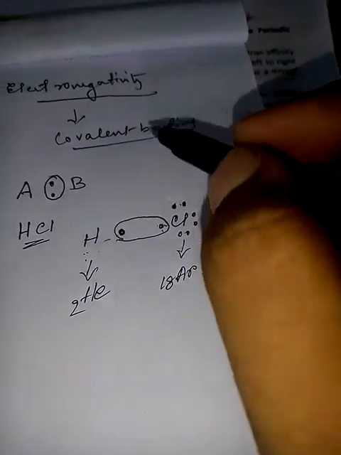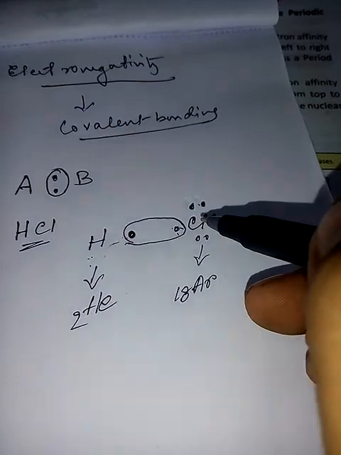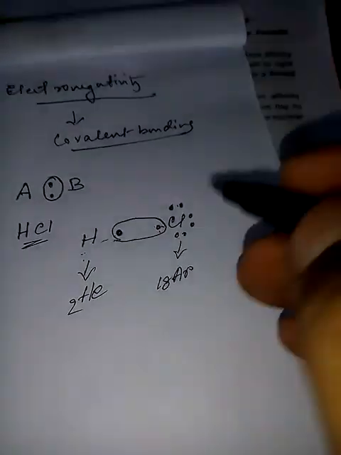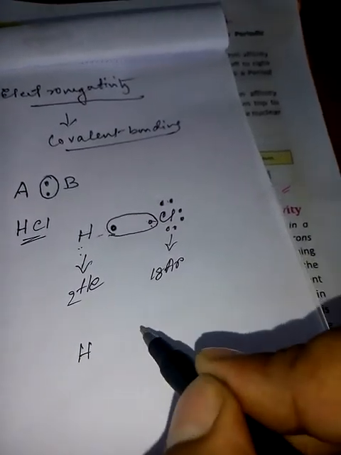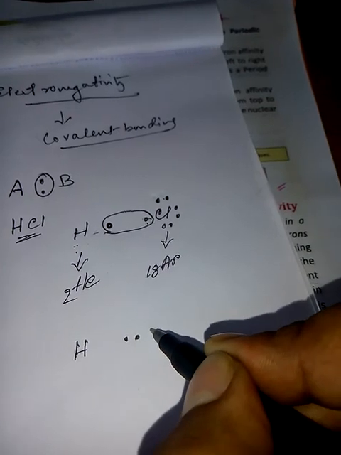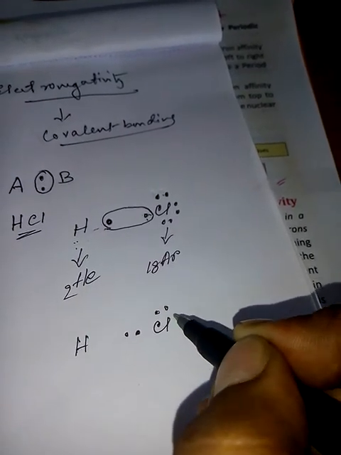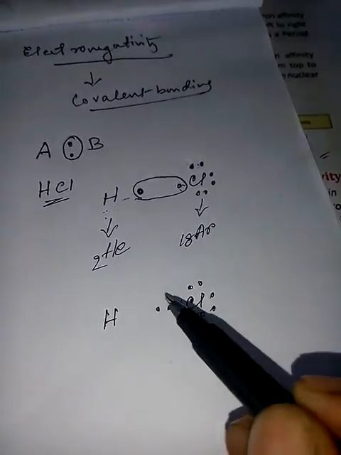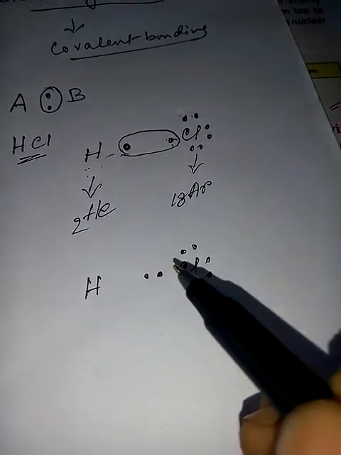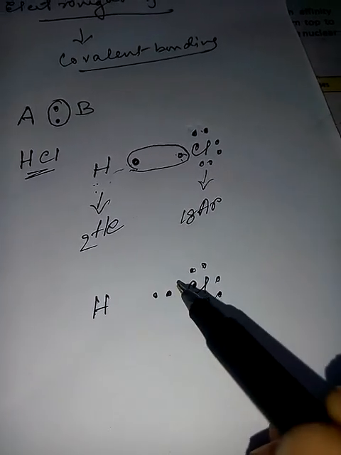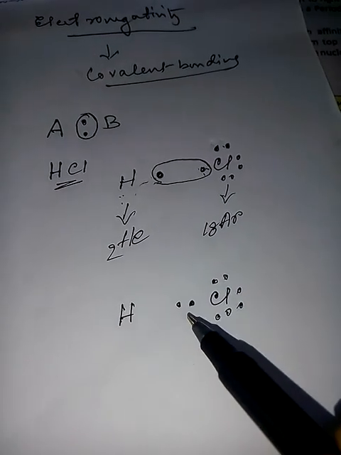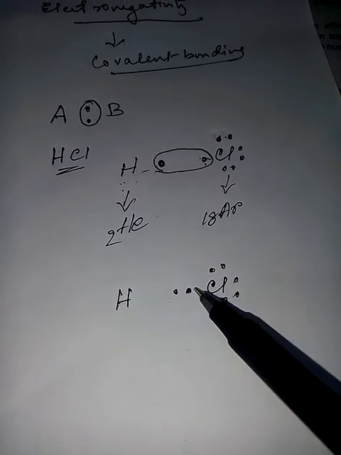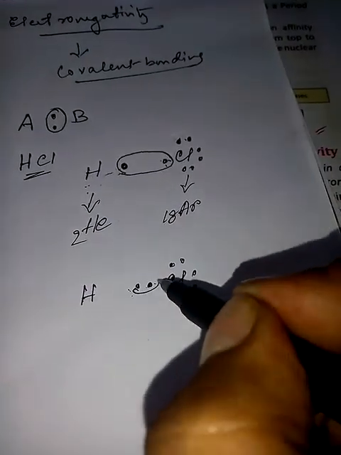Clear? Now, in this, who is more electronegative? Whose tendency or power is more to attract the electrons? Chlorine. So chlorine will attract the shared pair of electrons more toward itself. Understood? So this tendency is measured in terms of electronegativity. It is the tendency to attract the shared pair of electrons toward itself.